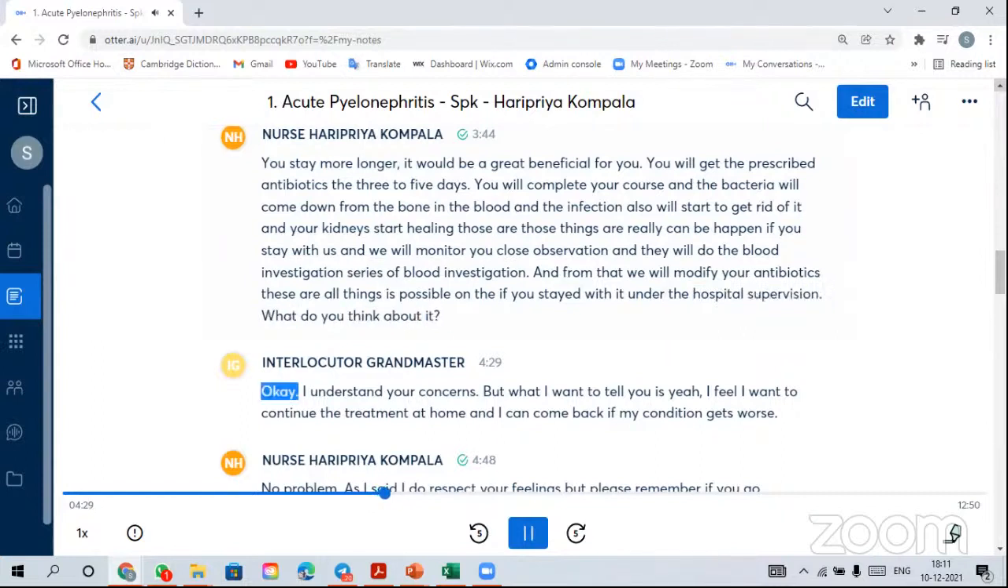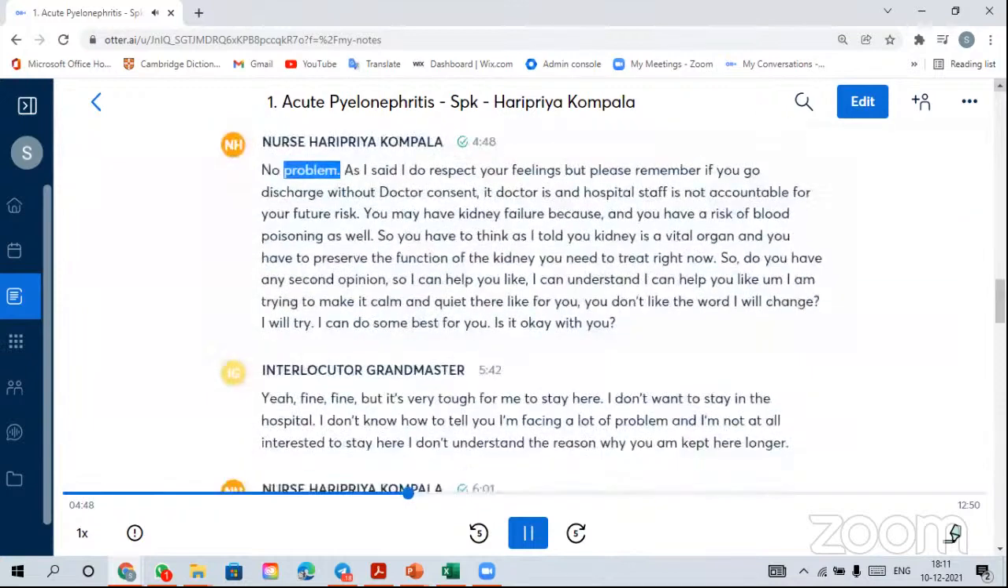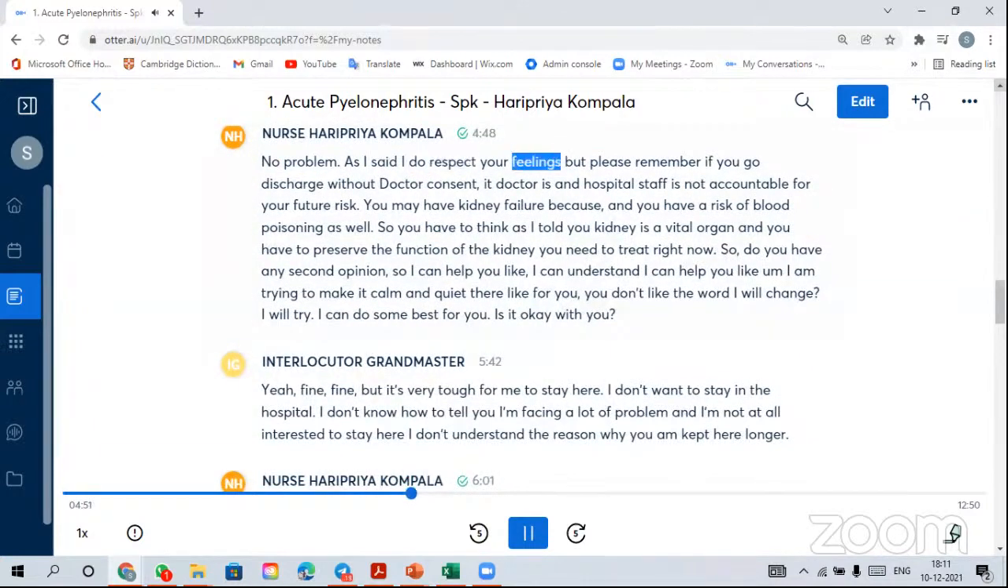What do you think about it? Okay. I understand your concerns, but what I want to tell you is, I feel I want to continue the treatment at home and I can come back if my condition gets worse. No problem. As I said, I do respect your feelings, but please remember, if you go discharged without doctor consent, the doctor and hospital staff are not accountable for your future risk. You may have kidney failure and you have a risk of blood poisoning as well. So you have to think.